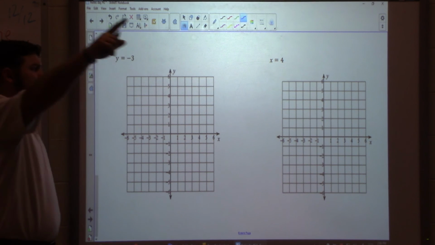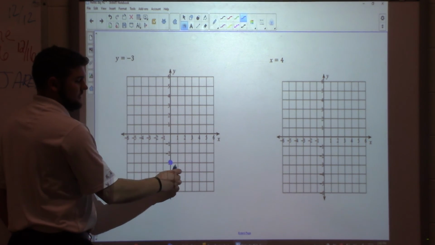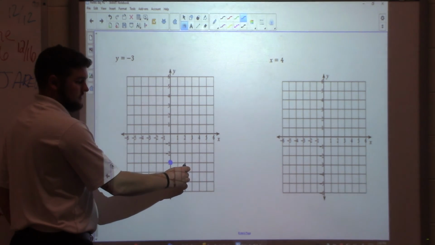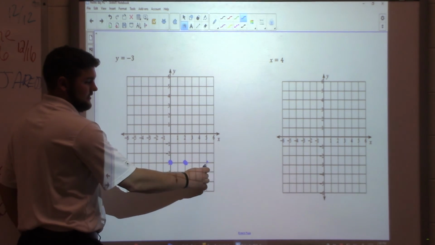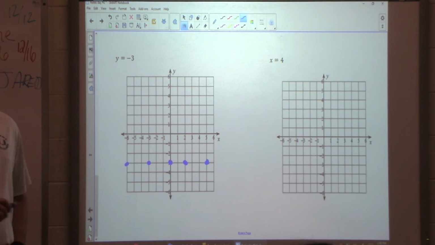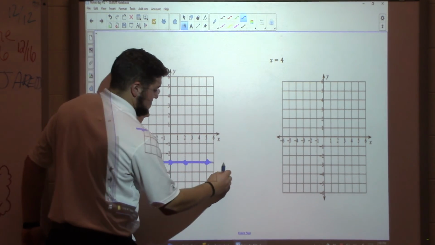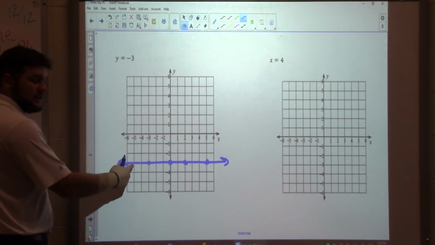You've got to plot it. Where does y equal negative 3? Right here? Does it equal negative 3 here? Yes. What about here? Yes. What about here? Yes. What about there? Yes. What type of line is that going to make? Straight line. Horizontal. So, that was a pretty straight line.